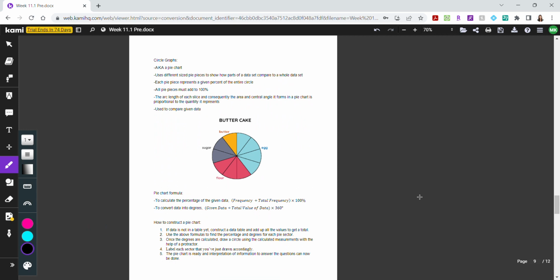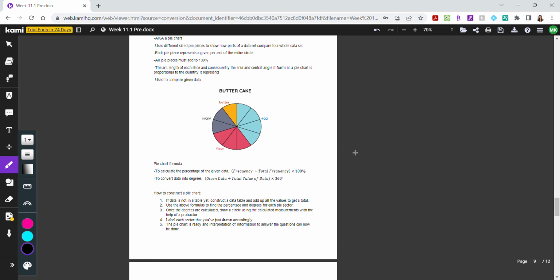Now, for circle graphs, they're also known as a pie chart. And so it uses different size pie pieces to show parts of a data set and how it compares to the whole data set. All right. And now each pie piece represents a given percent of the entire circle. And obviously, because it's a percent, all pie pieces must add to 100%. All right. And the arc length of each slice, and consequently the area and central angle it forms in a pie chart, is proportional to the quantity it represents. And we're actually going to see in a second as we form the pie chart. And now what normally circle graphs or pie charts are used for is to compare given data, right? So this is a pie chart.